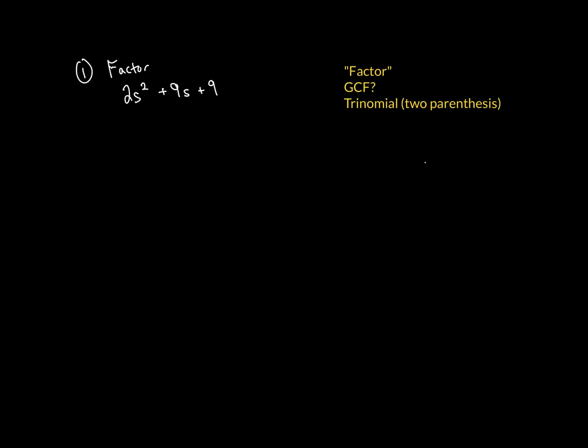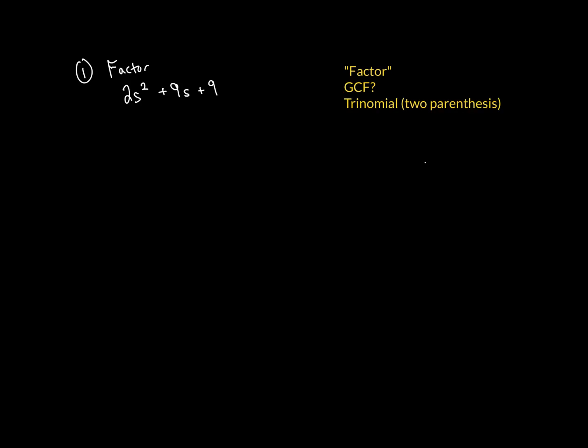And I've put some things on the side here. Anytime you're asked to factor, you'll want to first check to see if there's a greatest common factor. In other words, can we take 2 out of everything? Can we take maybe an s out of everything? Maybe 5 out of everything, or 3?